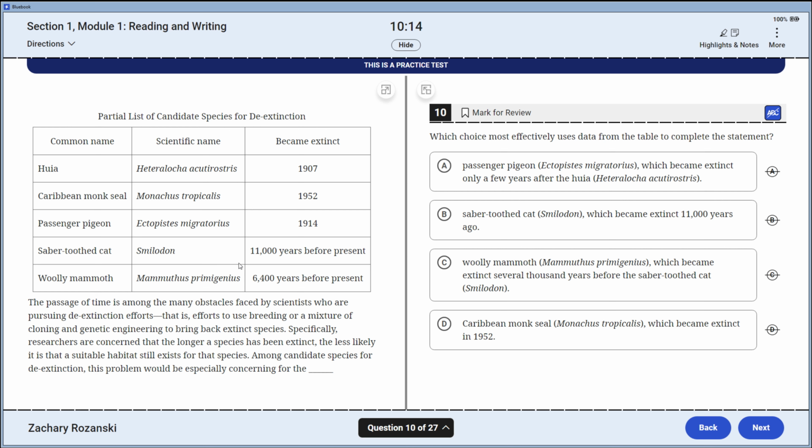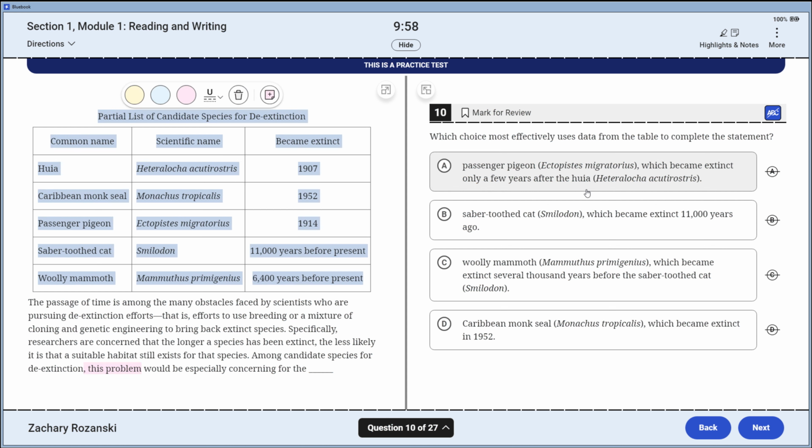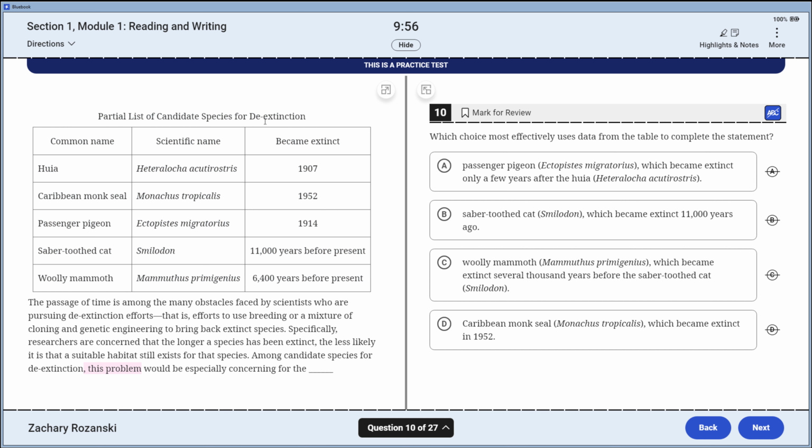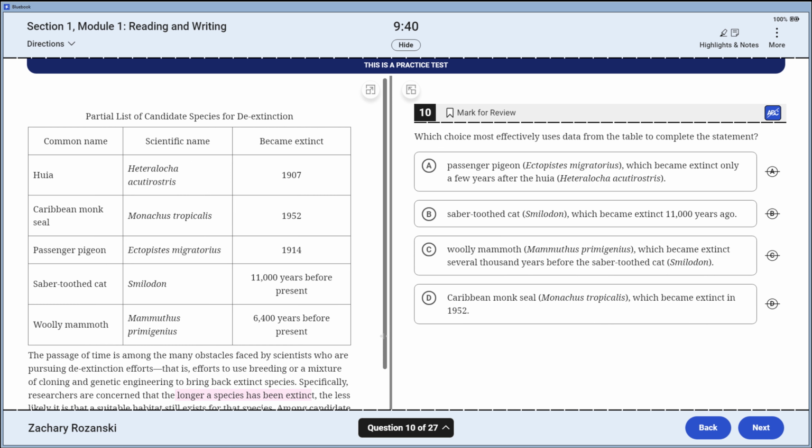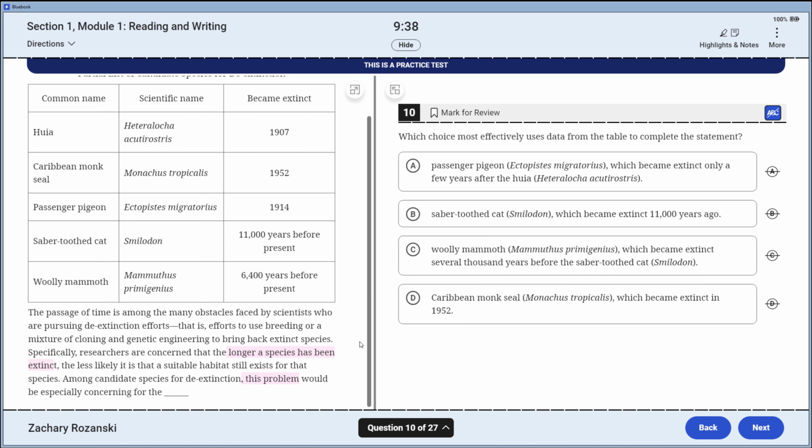Most effectively uses data from the table to complete the statement. Partial list of candidate species for de-extinction. De-extinction. All right, Jurassic Park. Among candidate species for de-extinction, this problem would be especially concerning. From just reading these things, I don't know what this problem is, and I don't really know what de-extinction is. I know when they're extinct. De-extinction refers to, specifically, researchers being concerned that the longer a species has been extinct, the less likely it is that there will be a suitable habitat. So this problem, the longer they've been extinct, would be a problem.